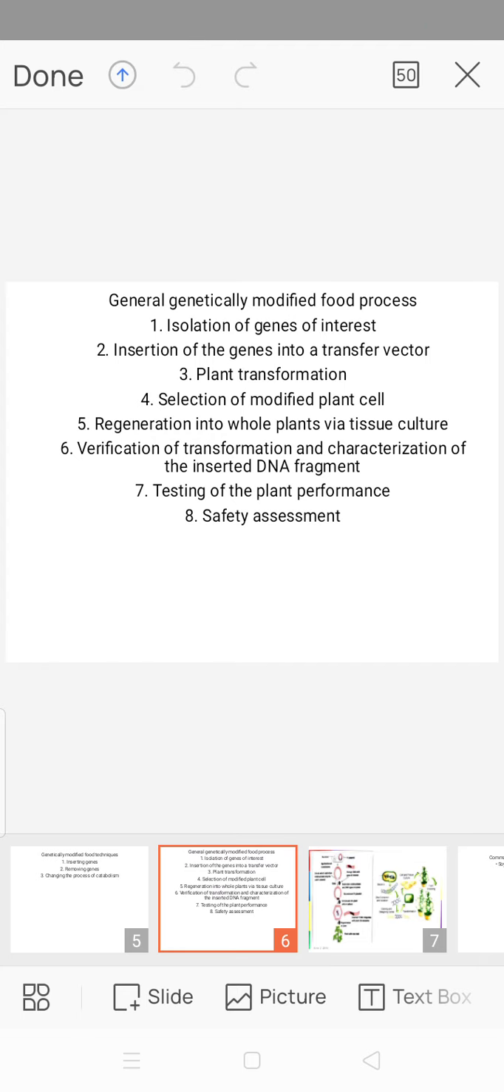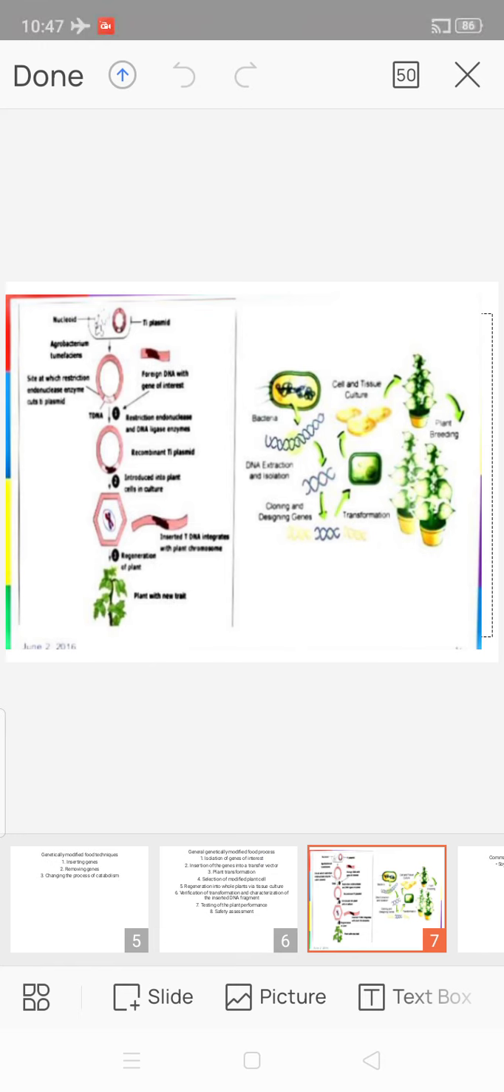And third one is plant transformation. The plasmid contained inside Agrobacterium tumefaciens cells transfers the plasmids and new gene into the plant's chromosome. And fourth one, selection of the modified plant cell. Selectable marker genes are used to favor the growth of the cells containing the trait as opposed to the non-transformed cells.